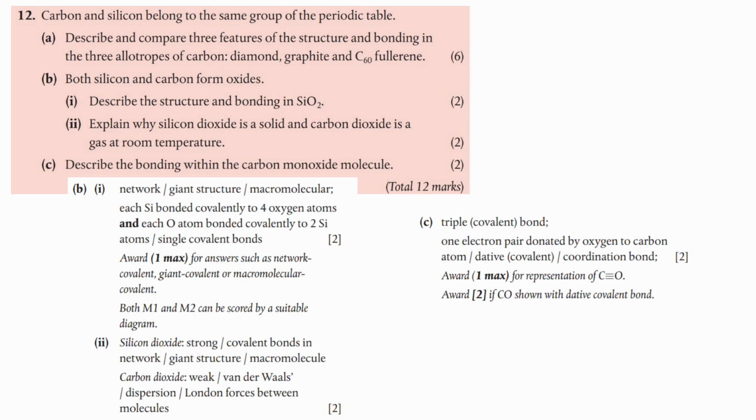And then for C, describe the bonding within the carbon monoxide molecule. We know between carbon and oxygen there's going to be a triple bond, which we already did on a previous question, and that one of those electron pairs from oxygen was donated to carbon as a bond so that carbon could have a full octet.